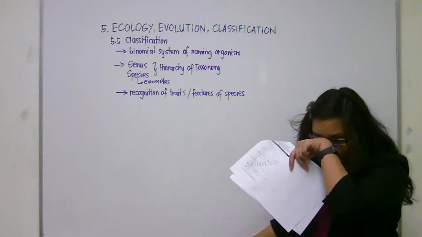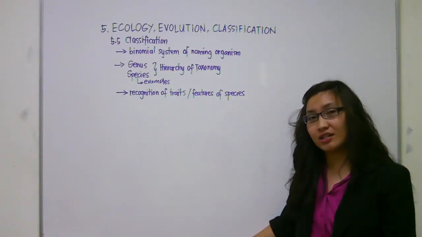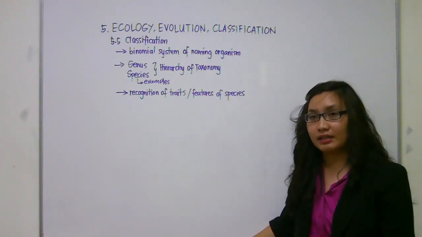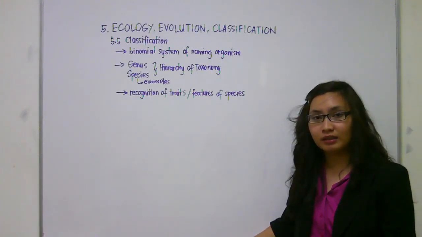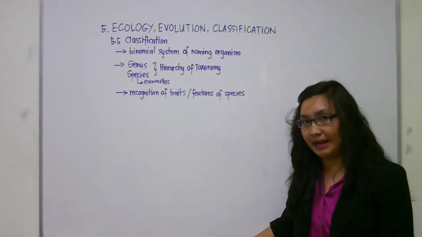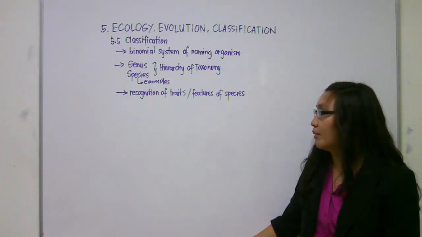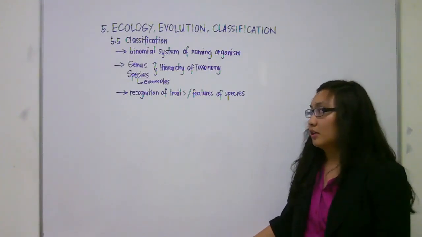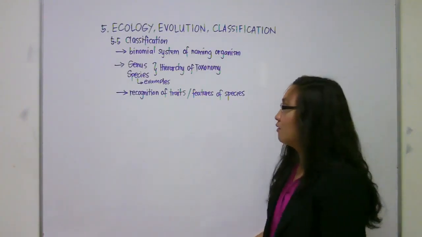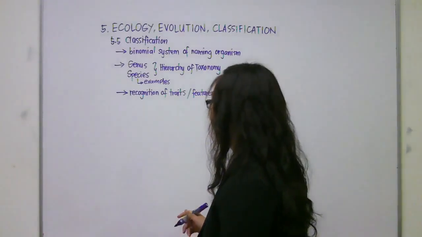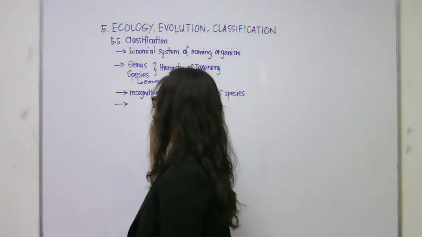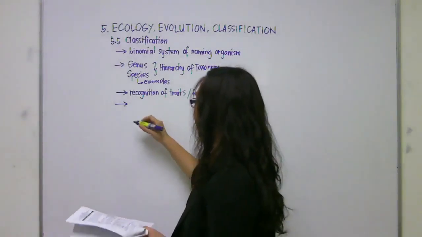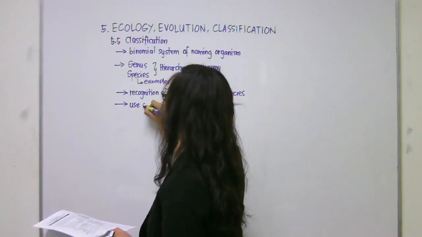For HL students, they need to memorize the several phyla of plants, and they also need to memorize the several phyla of invertebrates. When they are able to recognize the traits, the next area that they need to do is the use of a dichotomous key.